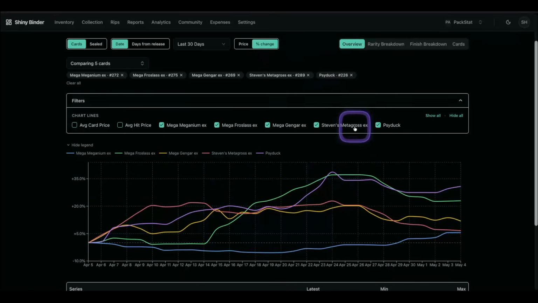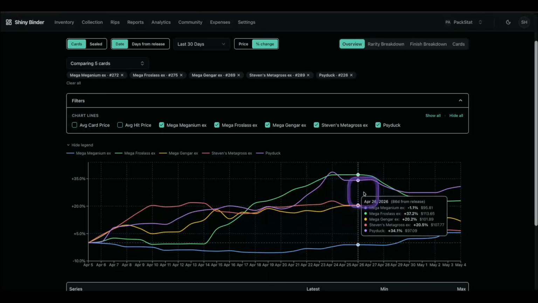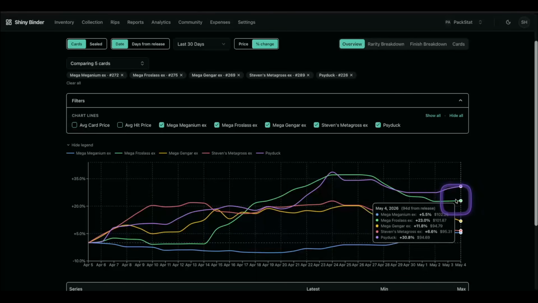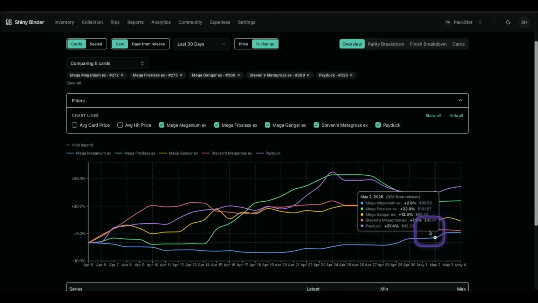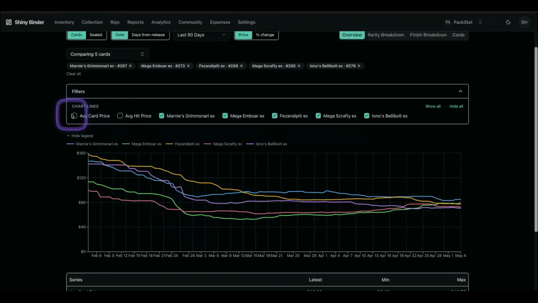In terms of percentage change, Psyduck gained a lot, as well as Mega Frostlass, but now they kind of dipped down. Mega Frostlass more than Psyduck. And they're kind of, I don't know, maybe just steadily starting to hover. Psyduck looks like still has a bit of a gain to it, but literally everything else is just sitting around.